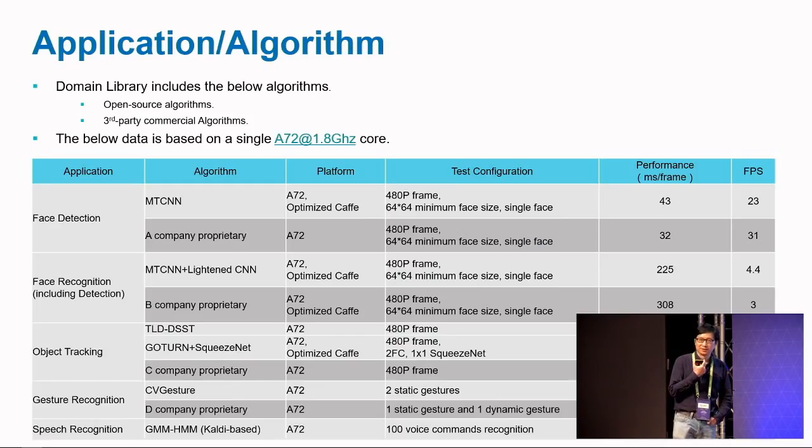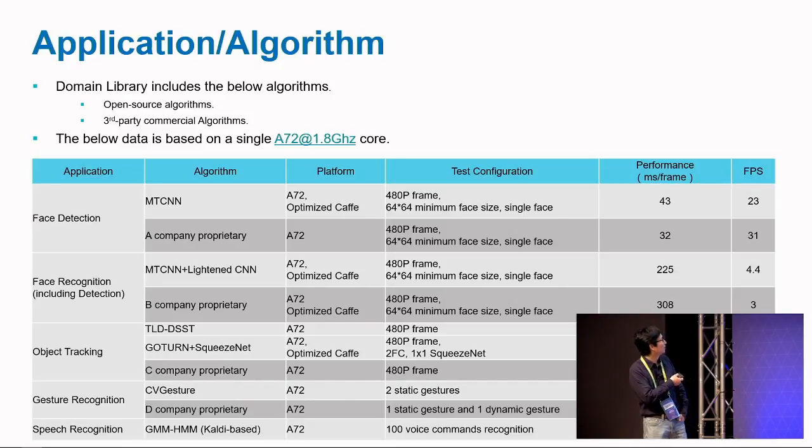Okay, this is the domain library. Now, we haven't released the domain library. On GitHub, we just have some open source algorithms there. But the domain library will be released in the middle of this year. The algorithms, we already released some as open source. This is a list with some performance. I haven't listed the accuracy, but you can get accuracy data on GitHub.